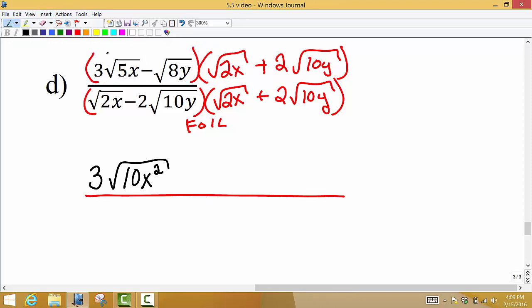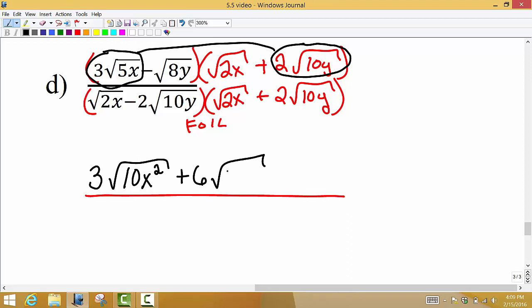So now we need outer times outer. So we're going to multiply these two together. We have 3 and 2 on the outside, so that's a positive 6. We have 5x and 10y on the inside, so that's going to give us 50xy on the inside.